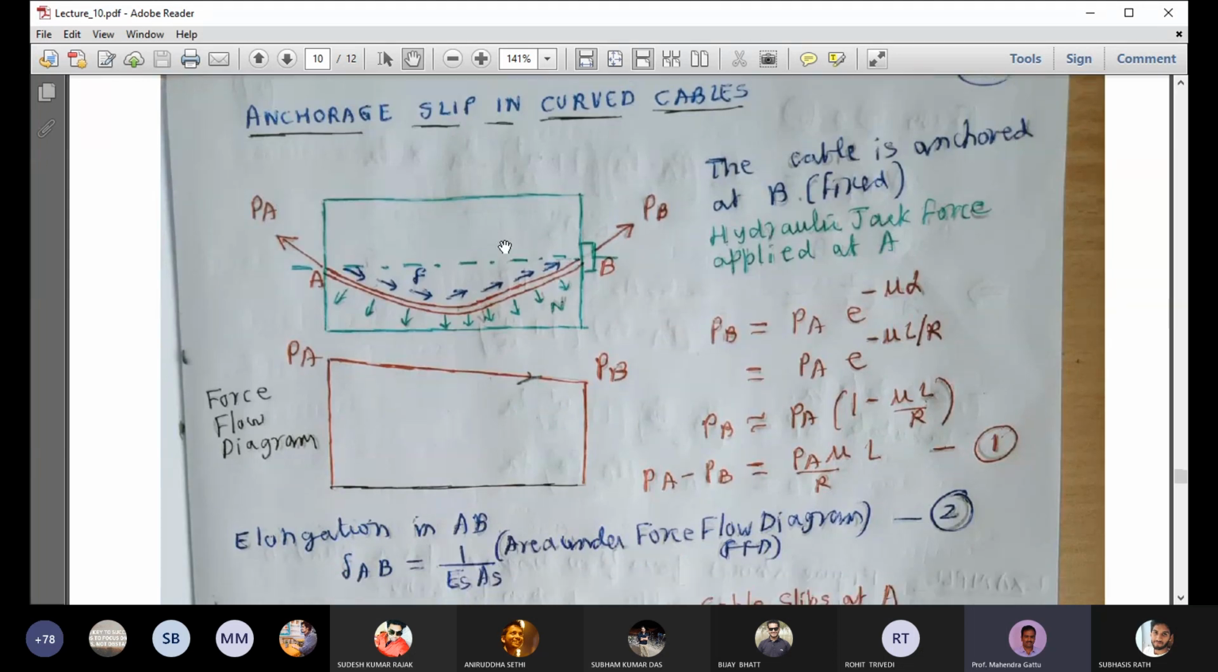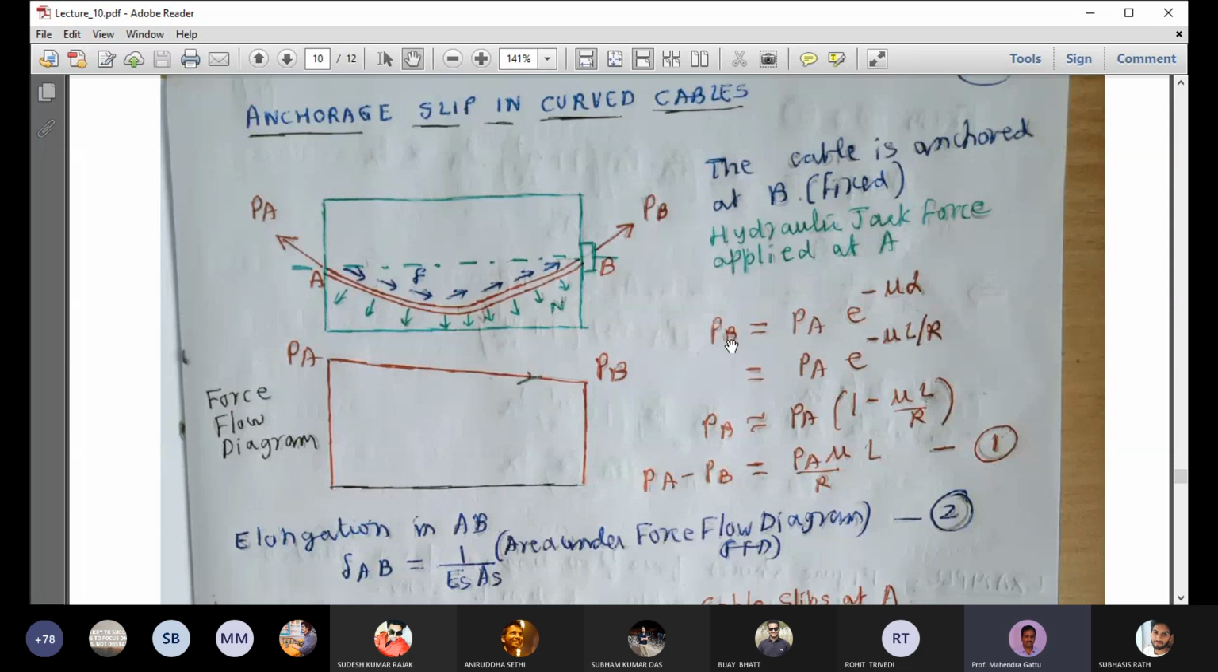So let's look at anchorage slip in curved cables. Previously we were looking at a straight cable, and what happens when there is a slip occurring at a straight cable. Now we have a curved cable. Okay, so this is the curved cable, and the cable is anchored at B. It is fixed there, and hydraulic jack force is applied at A.